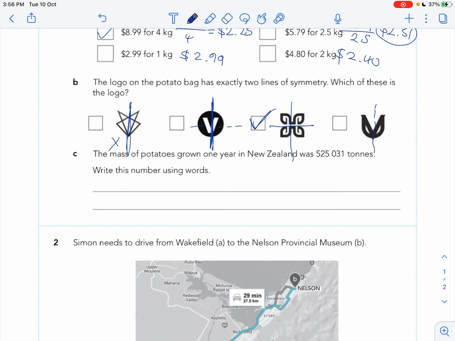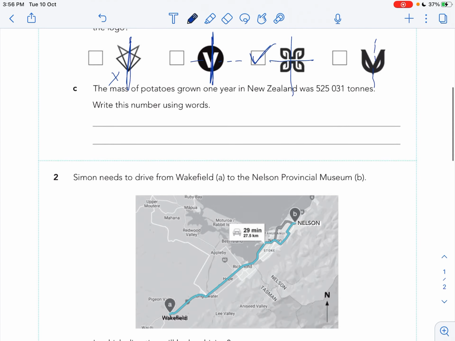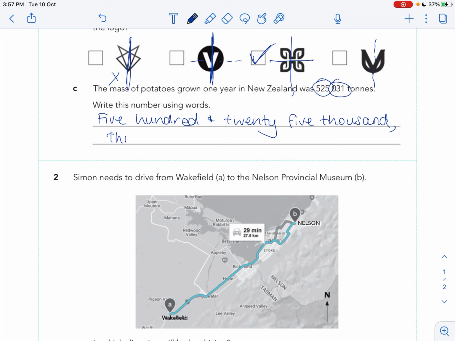Okay. The mass of potatoes grown in 1 year in New Zealand is this number here. Write this number using words. Okay, so this is the number of thousands. So we've got 525,000. And we've also got this and 31.